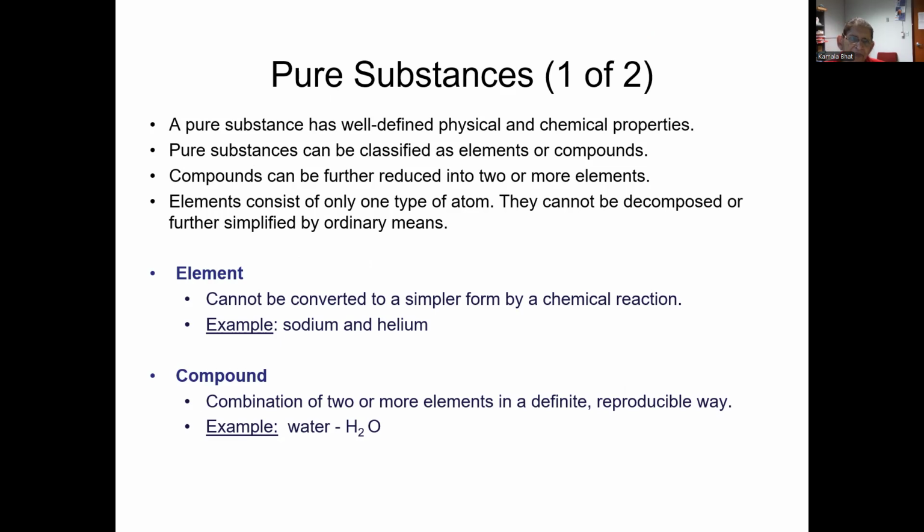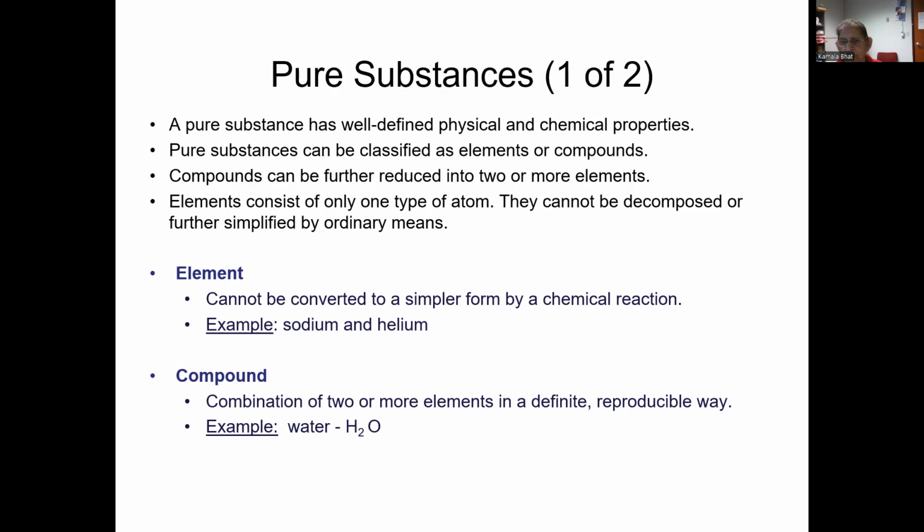And so now we come to pure substances. A pure substance has well-defined physical and chemical properties. Pure substances can be classified as elements or compounds. Compounds can be further reduced into two or more elements. Elements consist of only one type of atom. They cannot be decomposed or further simplified by ordinary means. An element cannot be converted to a simpler form by a chemical reaction. Examples: sodium, helium, gold, copper.